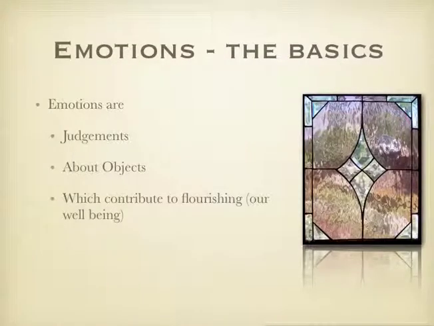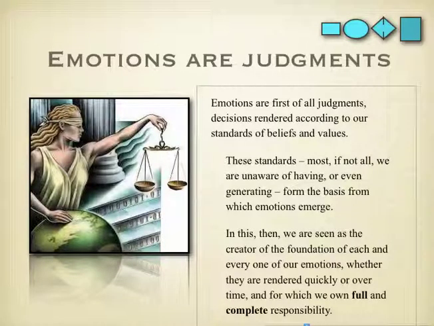So we will take apart this phrase. Emotions are judgments. They are decisions about objects in our world which contribute to our flourishing or to our well-being. So, as the first part of the definition suggests, first of all, an emotion is a final decision, a decision that we make about something in our life, some object in our life that presents itself to us. And we make this judgment according to a set of standards that we've accumulated literally over the course of a lifetime. Now, we're not generally aware of these standards.